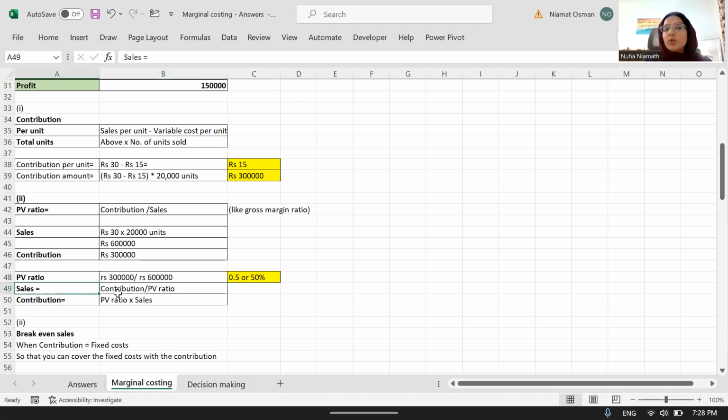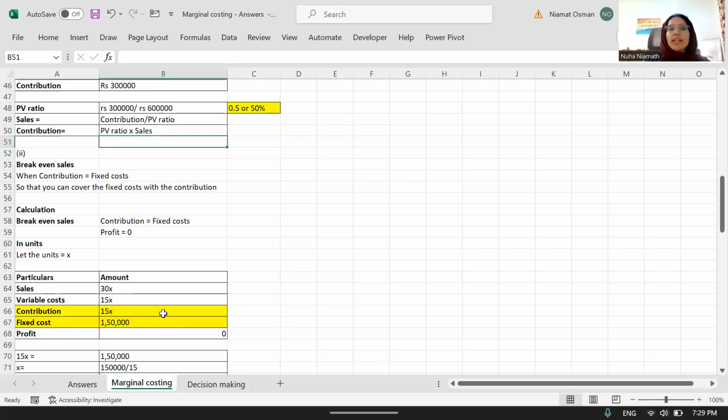That means sales will be equal to what? Contribution divided by PV ratio. Correct? If I'm just taking the formula from left to right, it will become sales is equal to contribution by PV ratio in case you have to find sales. And in case you have to find contribution, it will be PV ratio into sales. So is this formula clear for everybody? PV ratio is equal to contribution by sales, because this is the only formula that everybody has to remember, because from this we will derive all the other formulas. PV ratio is equal to contribution by sales. That's it. Nothing much to remember here. It's just like a gross profit formula. Okay, perfect.